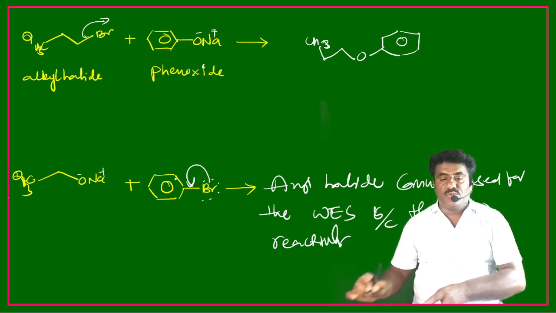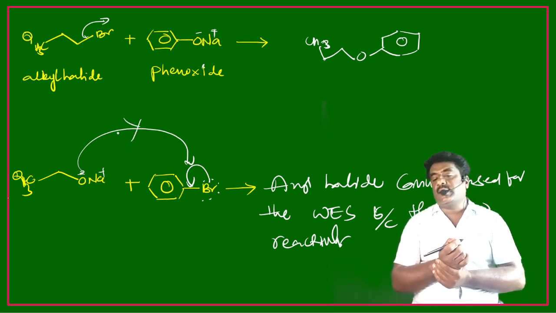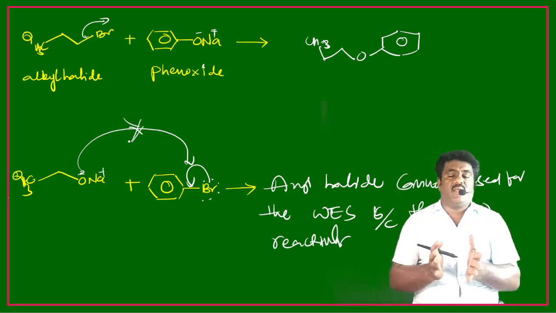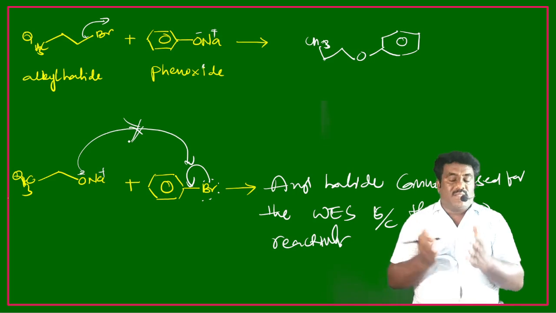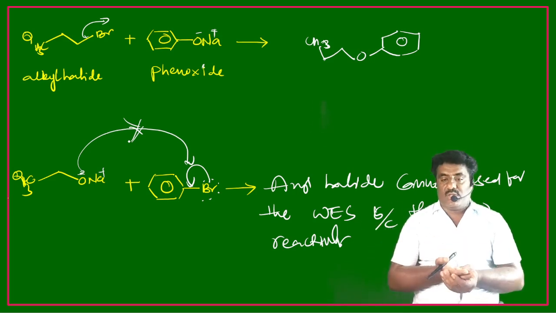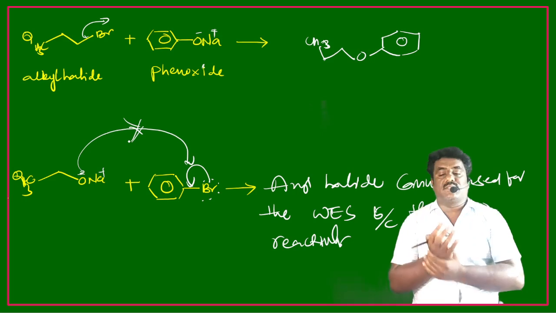Here resonance is possible, which means it does not form the product with aryl halide. Aryl halide and vinyl halide are resonance stabilized, so they do not form the product. Aryl halide cannot be used for the Williamson ether synthesis.